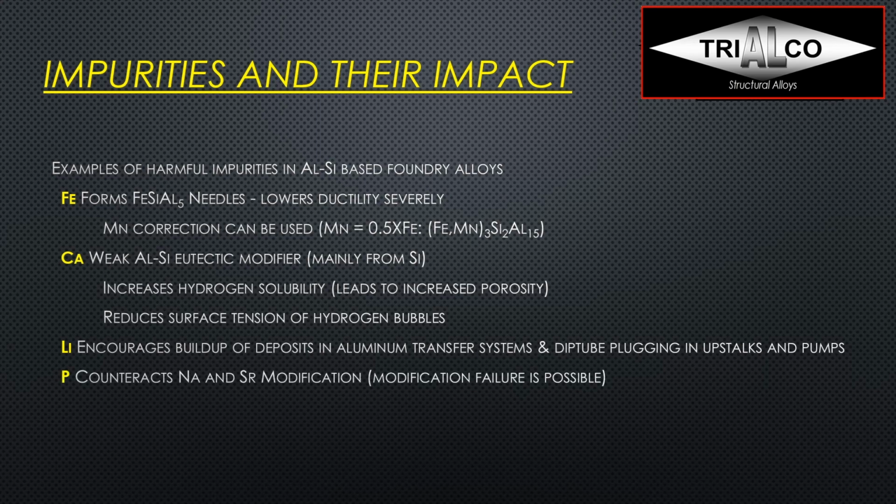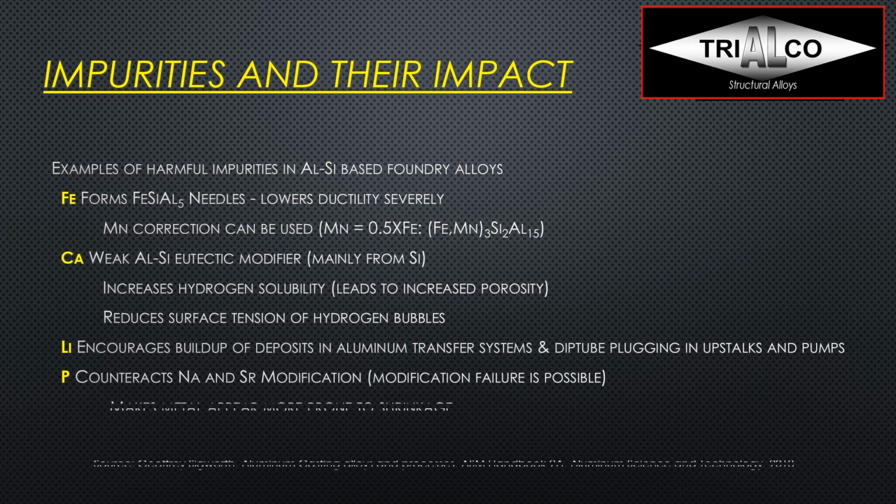Phosphorus, if we know this is a problem, if we specified we want to have everything made with 100% recycled metal and it's made from scrap that potentially can contain phosphorus. We know phosphorus counteracts sodium and strontium modification, and modification failures mean we want to specify phosphorus has to be below a certain ppm level.